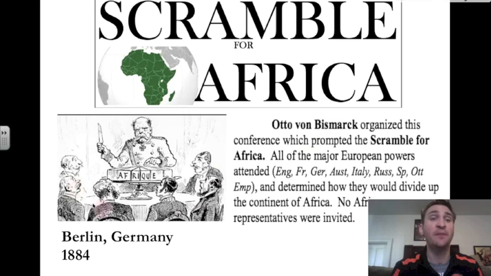All of the major European powers attended: England, France, Germany, Austria, Italy, Russia, Spain, the Ottoman Empire. And these leaders determined how they would divide up the continent of Africa into colonies. And you see in this political cartoon, Bismarck with the knife cutting up the pie that is Africa. The interesting thing about this is no African representatives were invited to this meeting. African countries and their leaders had no say in how their own country would be divided up among the European powers.